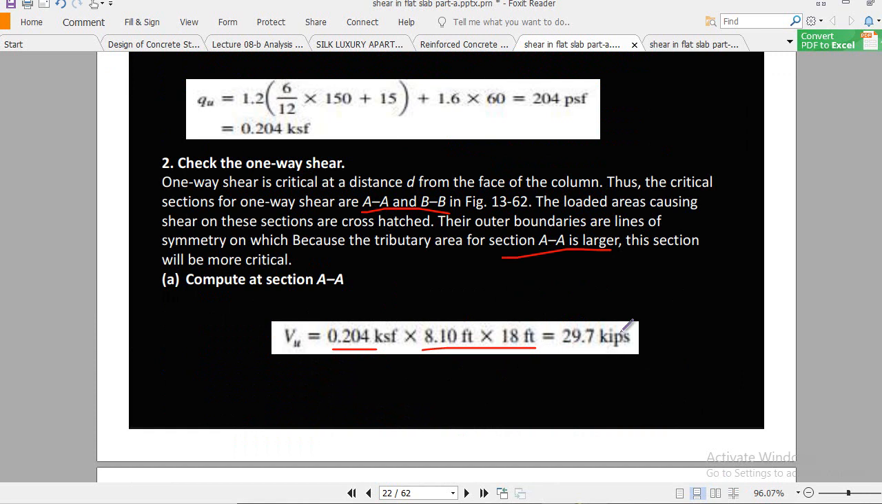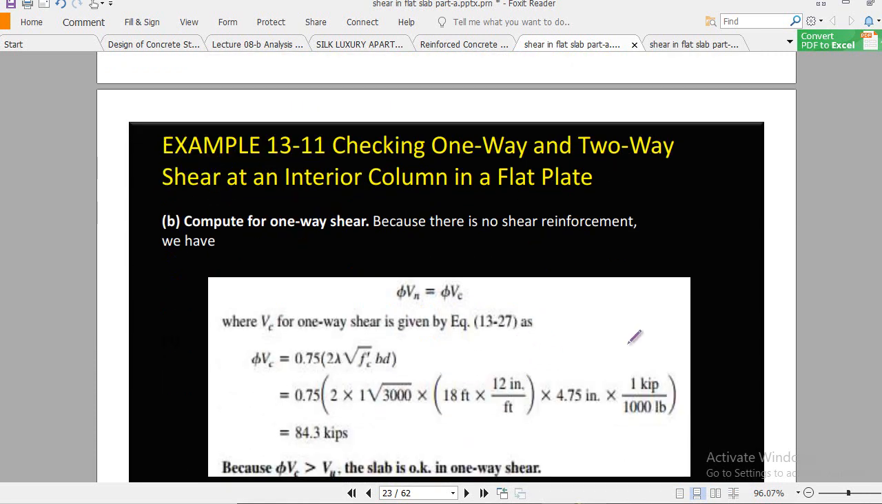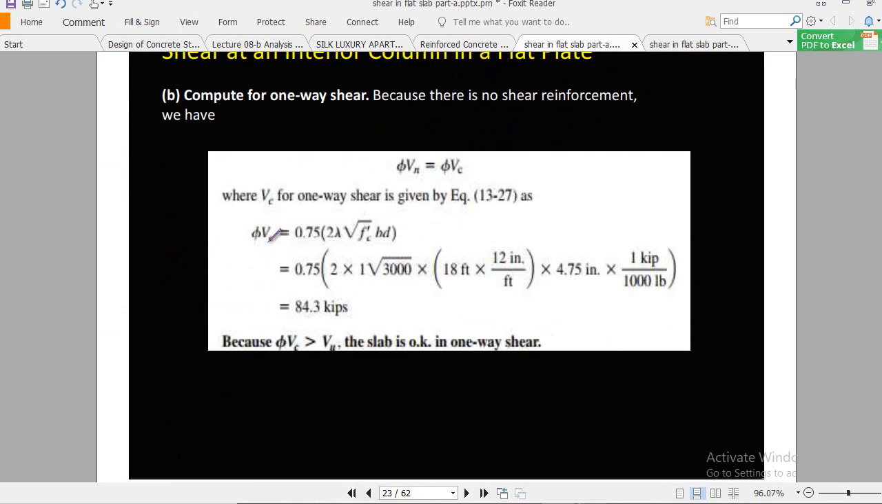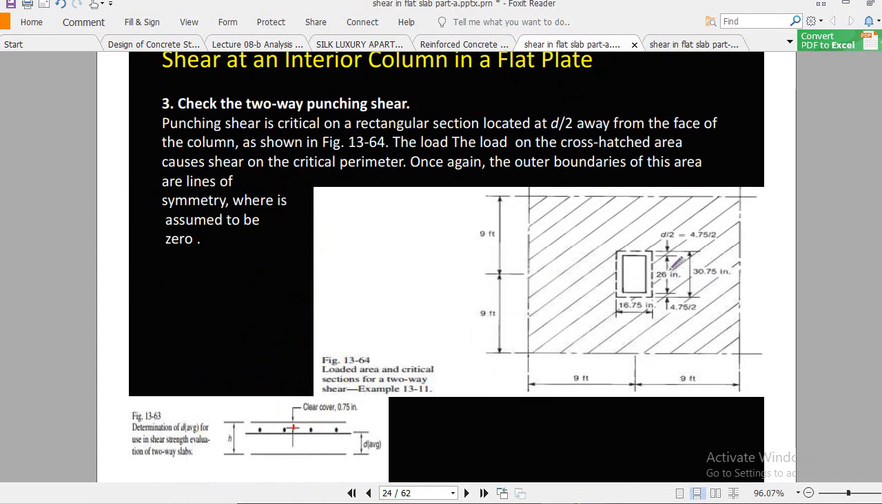Now this is the shear force, and we check the beam shear strength, the shear strength of the concrete of the slab. They are using the beam shear equation, and you get 84, which is far greater than Vu. So our beam shear check is okay. Now we have to proceed to punching shear.